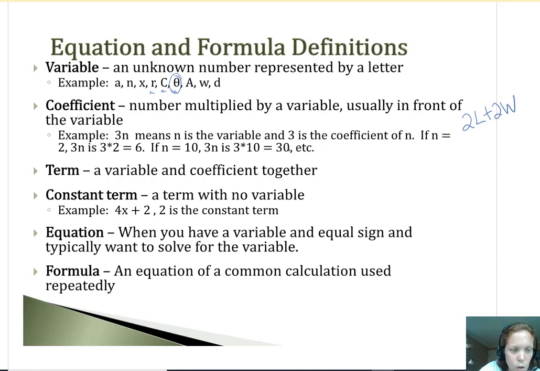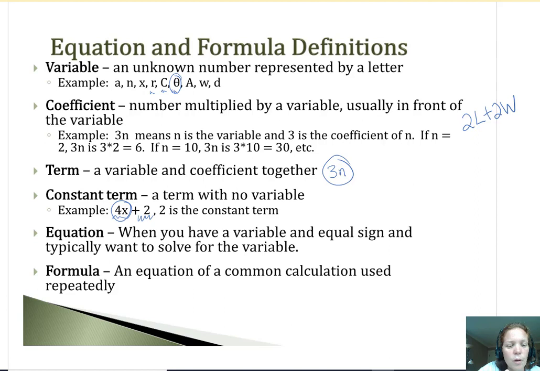Now if I use the word term, a term is the variable and the coefficient together. So in that last example, 3n, the whole thing is called a term. And then a constant term is a term with no variable. So in 4x plus 2, 2 is the constant term. Because no matter what x is, if x is 5 or 10 or -2, whatever is happening in the variable part, we're always doing plus 2, plus 2, plus 2. That never changes, it's constant.